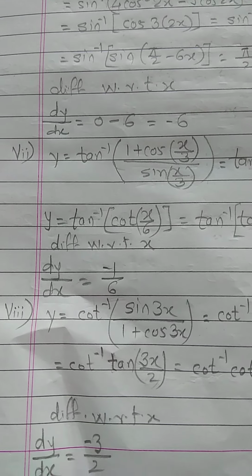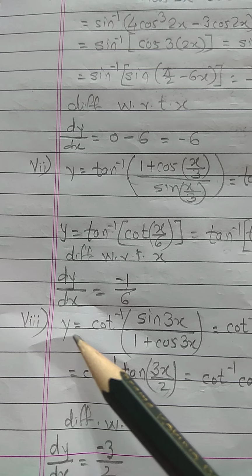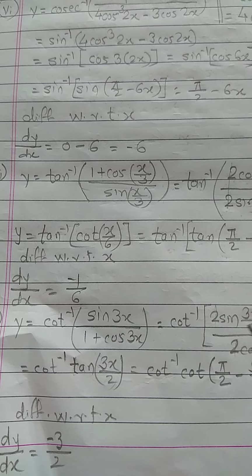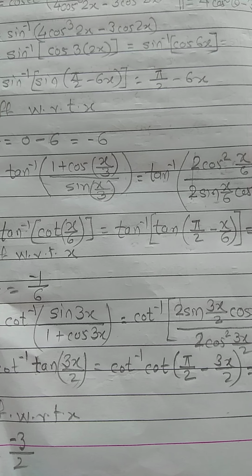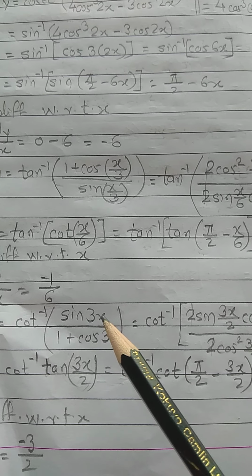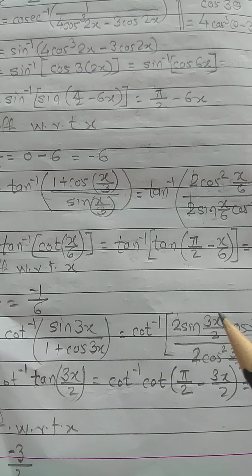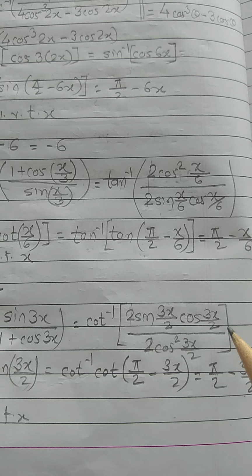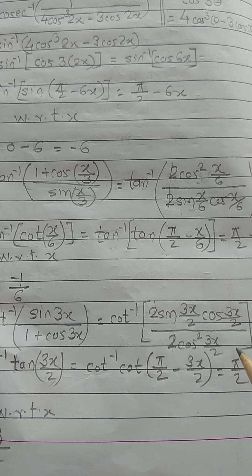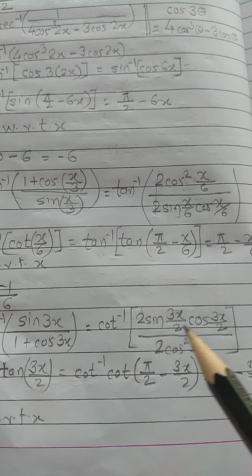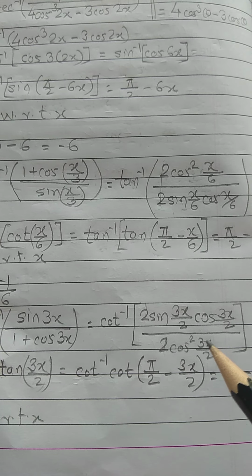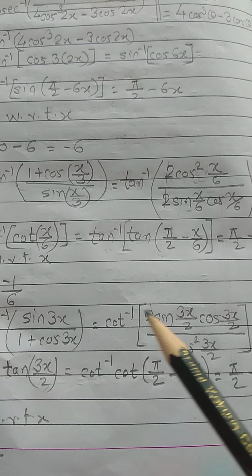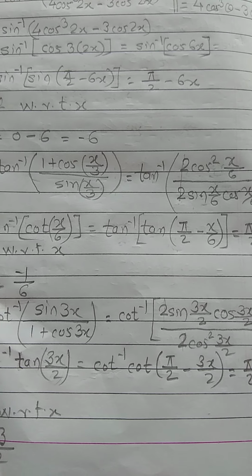Roman 8 it is y equal to cot inverse of sin 3x upon 1 plus cos 3x. Sin double angle is 2 sin cos, and 1 plus cos is 2 cos square. So sin 3x is 2 sin 3x by 2 cos 3x by 2, and 1 plus cos is 2 cos square 3x by 2. In each case we have to make half of the angle. The angle is 3x, so we make it 3x by 2.